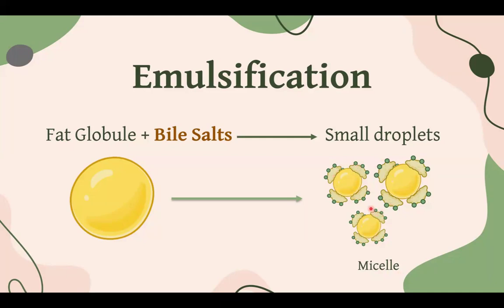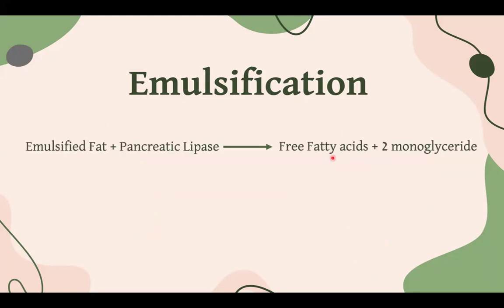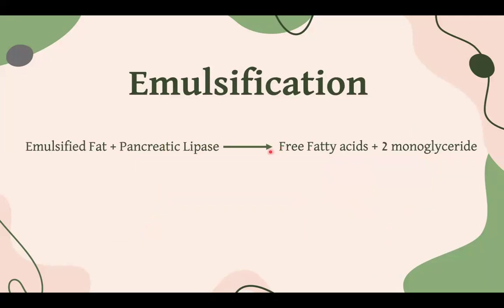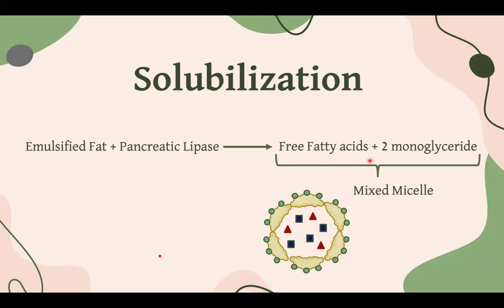Now, why are we doing this? Why are we making the smaller droplets? Because we're increasing the surface area for pancreatic lipases to act on it. Okay? And once they do, they break it down into free fatty acids and two monoglycerides. Okay. So this is how it looks. You have bile salts on the outside, and the lipase acts on the lipid on the inside to form lipid breakdown products, free fatty acids and two monoglycerides. And this is called the mixed micelle because you have the mixture of lipid breakdown products. It's called a mixed micelle. Okay? And this makes it more soluble. This whole structure makes it more soluble.